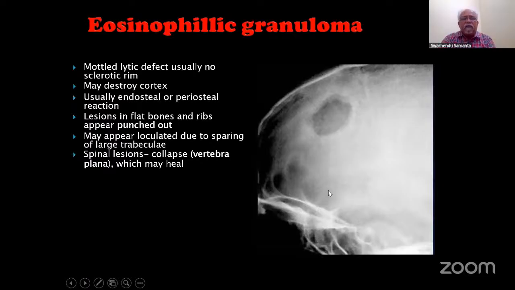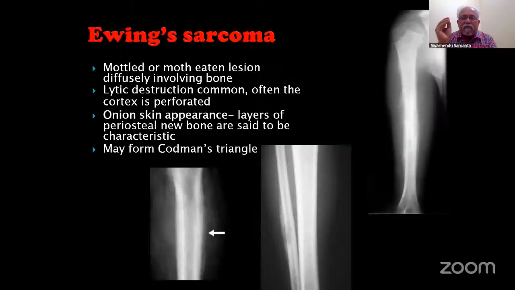Eosinophilic granuloma: there is a moth-eaten lytic defect, usually with no sclerotic rim. If you do a skull X-ray, it may destroy the cortex, and you will find this sort of lesion. In Ewing sarcoma, you have to remember that the moth-eaten appearance and lytic destruction are common. Often the cortex is perforated.